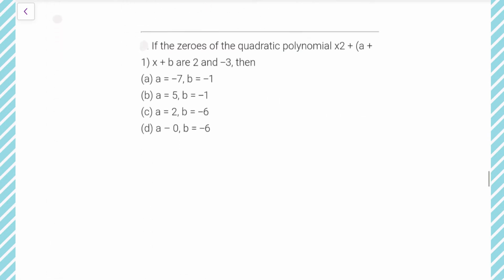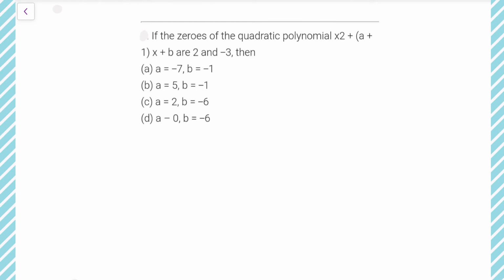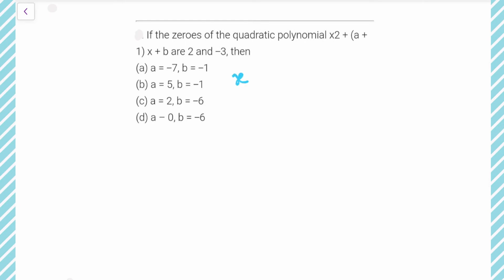Next, if the zeros of the quadratic polynomial x square plus a plus 1 into x plus b are plus 2 and minus 3, then what are the values of a and b? So the given quadratic polynomial is x square plus a plus 1 into x plus b. In this, he mentioned that the zeros are 2 as well as minus 3. So first let us substitute 2, then after we will substitute minus 3. Now first, in the place of x, substituting 2.